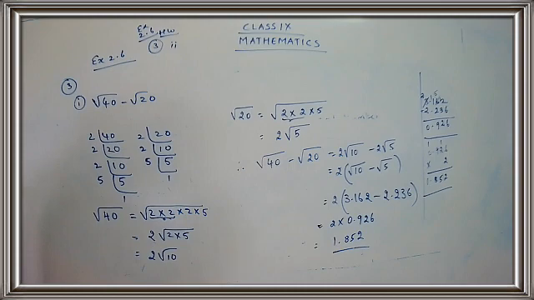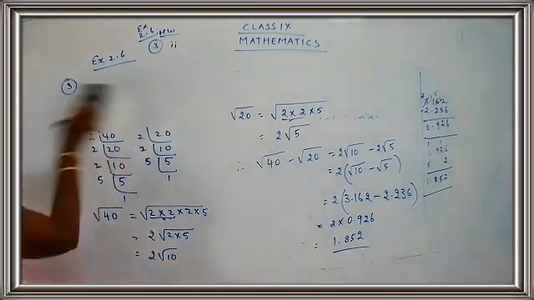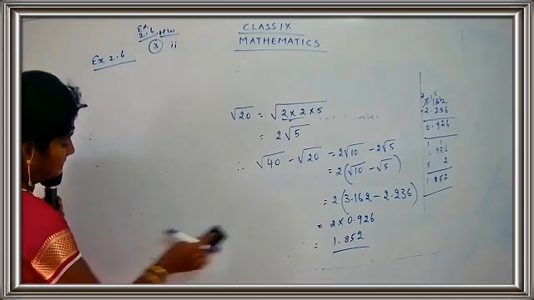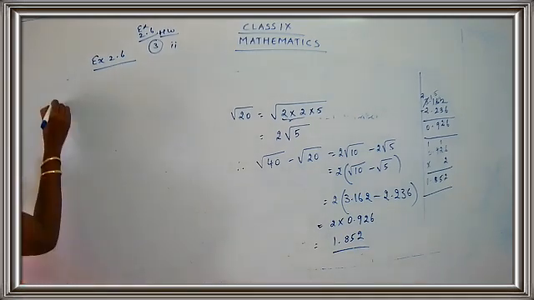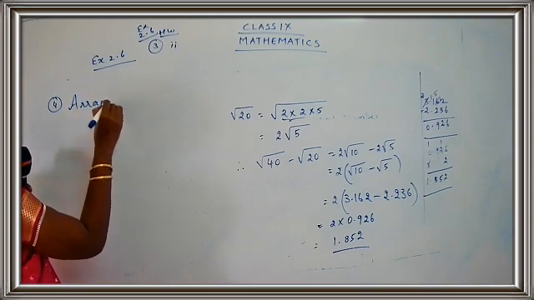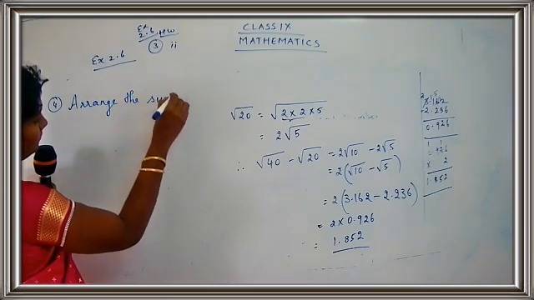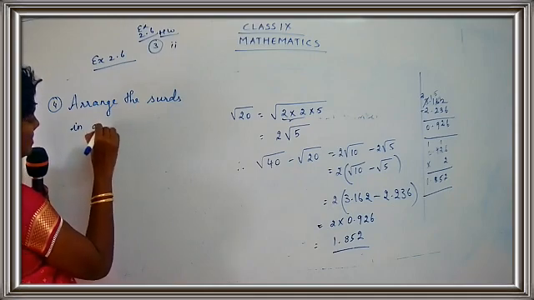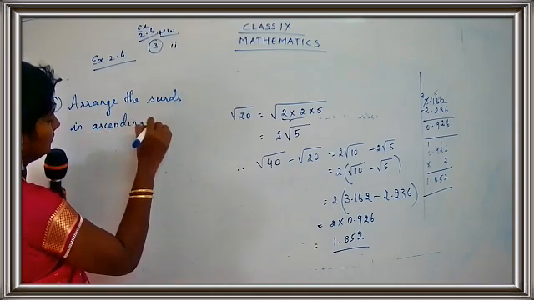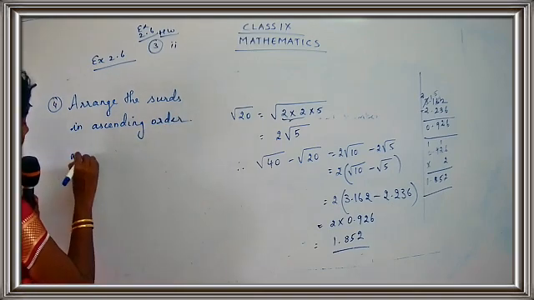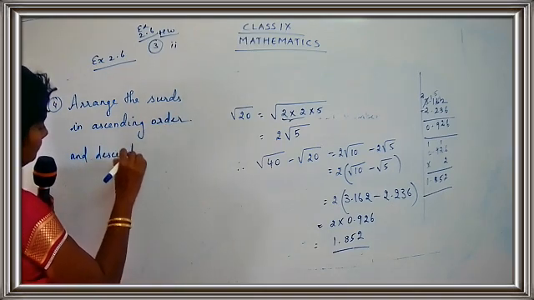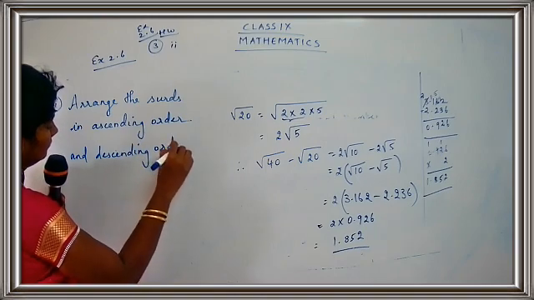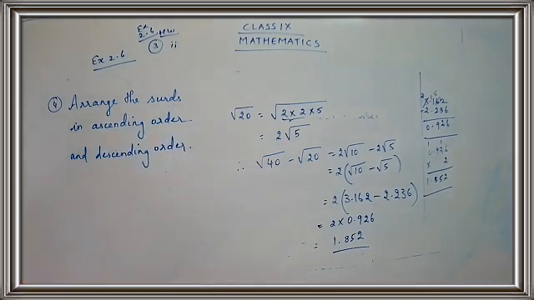Now take down the fourth question. Write down the fourth question. Arrange surds in descending order. They have just given you descending order. You just change the question as question number 4. Arrange the surds in ascending order and descending order.